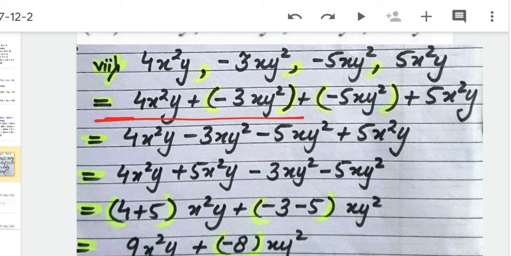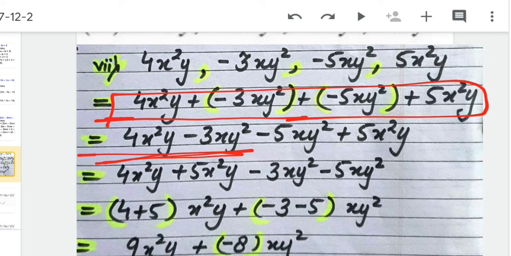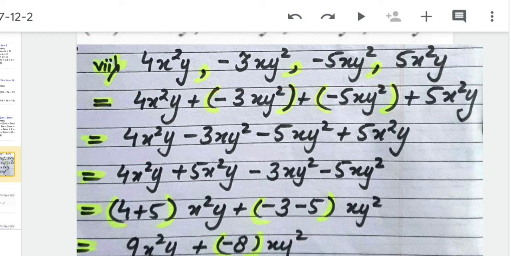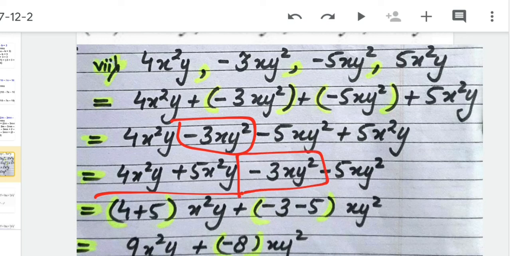So we write 4x²y and minus. Here we are putting a positive sign in between these terms. Now we are taking all like terms together. So you can see here 5x²y plus 4x²y plus 5x²y, and we are taking this 3xy² with its negative sign here.